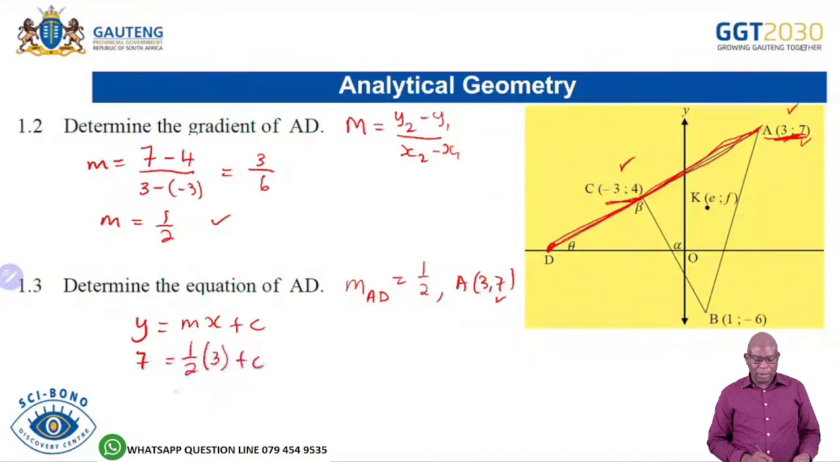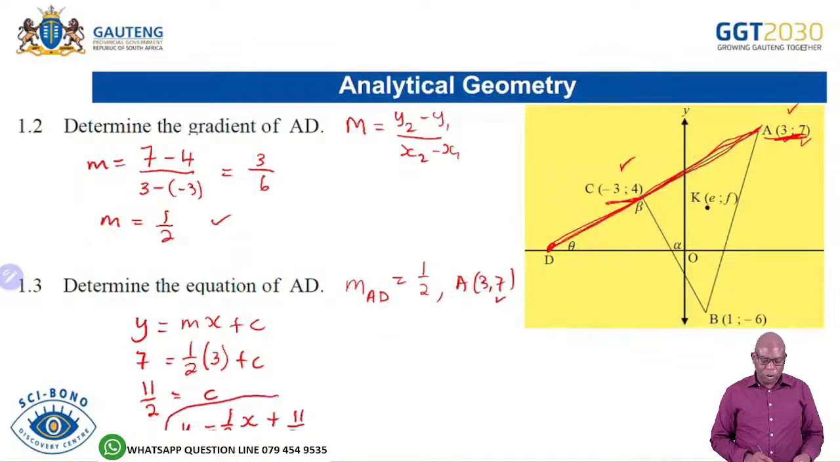And I need c. So c, if I transpose all those things, I'll get c to be 11 over 2. So I'll write down the equation. Don't forget to write down the equation. It's very important. So I'll have half of x, then plus 11 over 2. And that is the equation of that line AD.